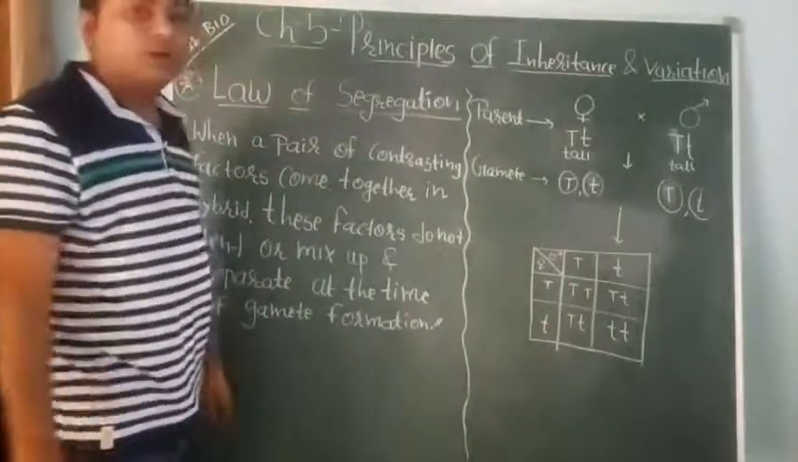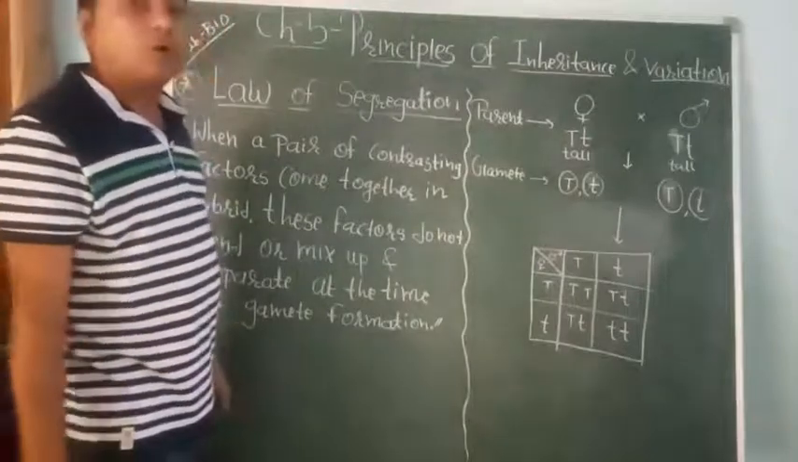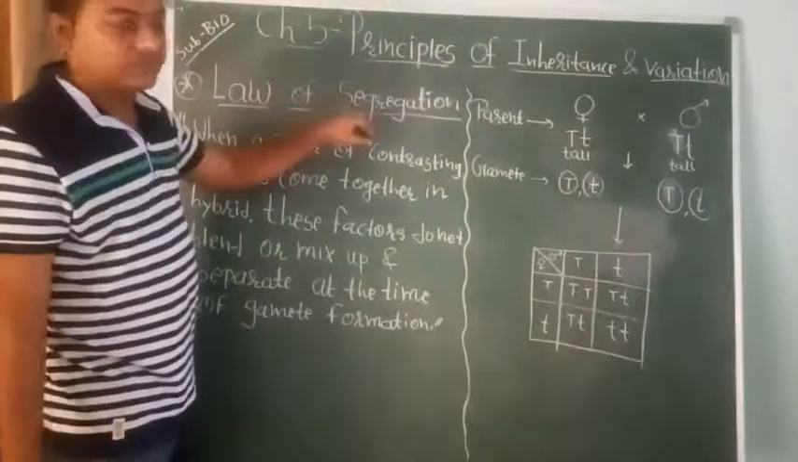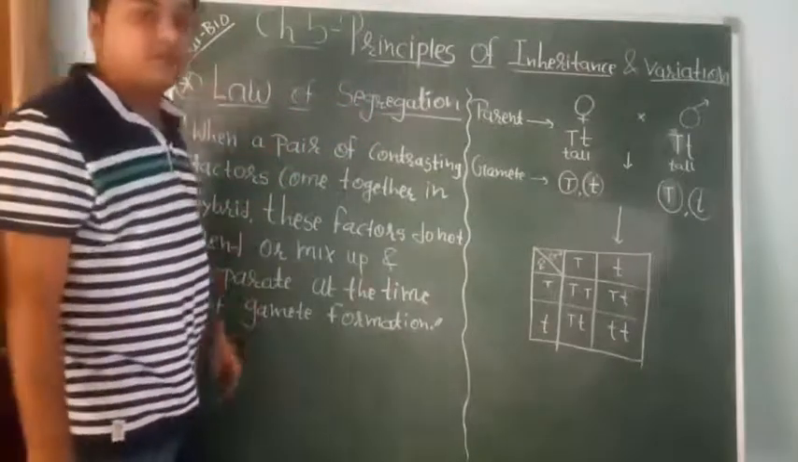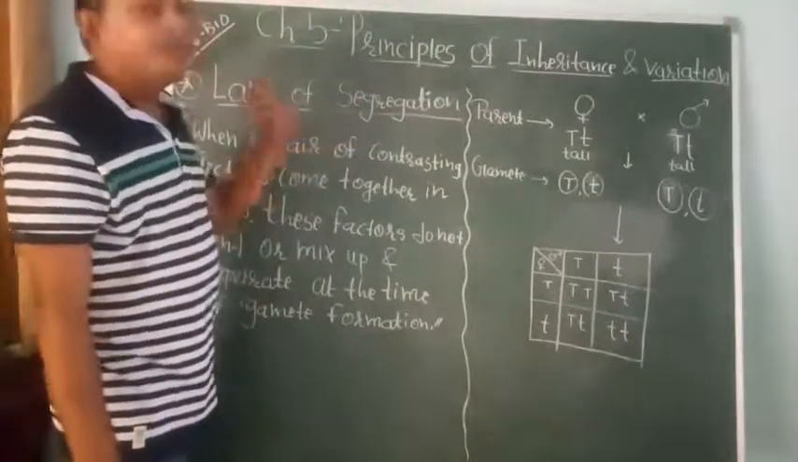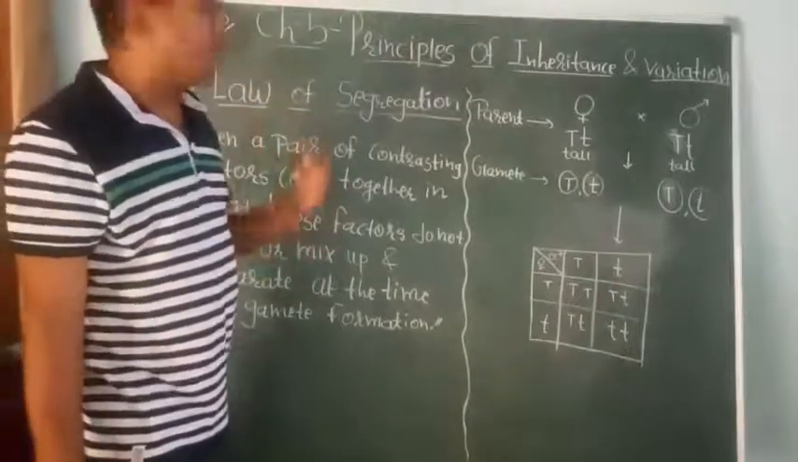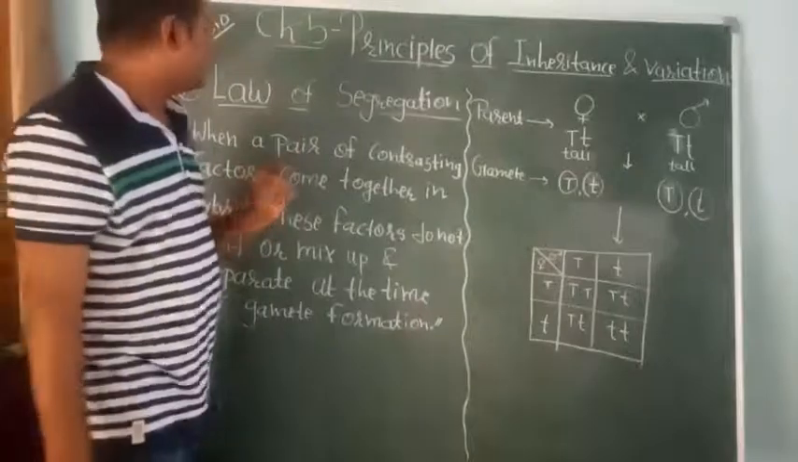Today we are going to learn about Mendel's second law of inheritance, and this second law is the law of segregation. This law of segregation is also known as the law of purity. This law is a universally accepted law of Mendel. So what is the statement of the law of segregation?